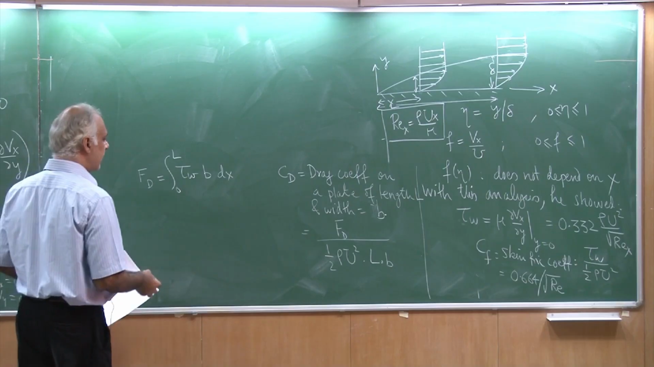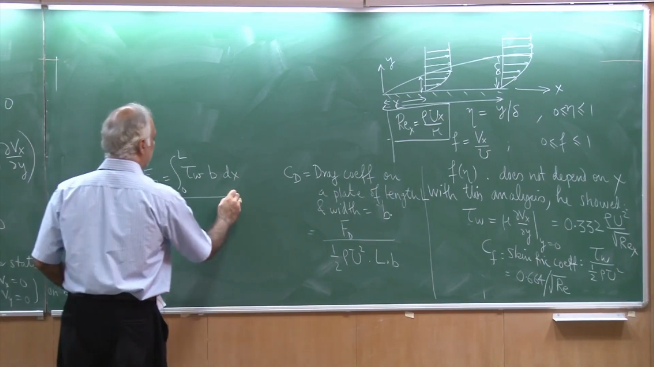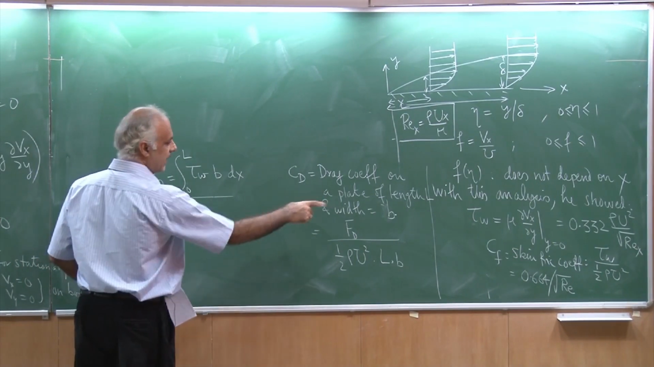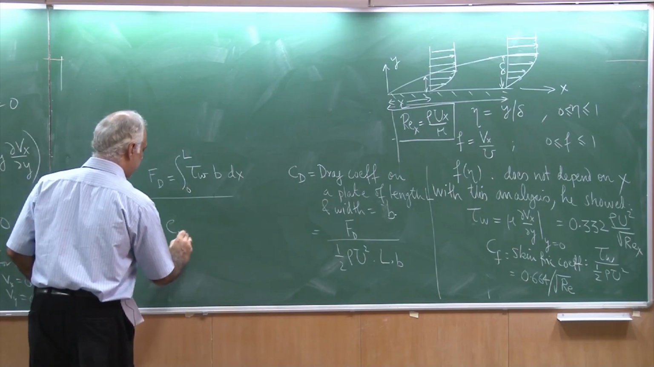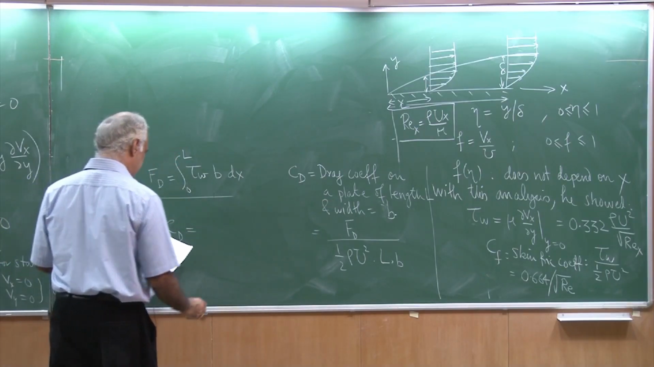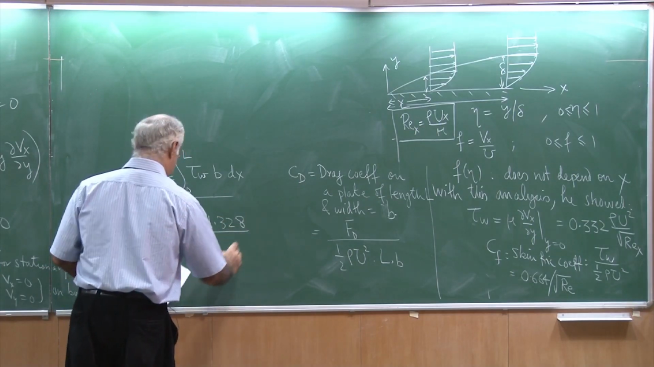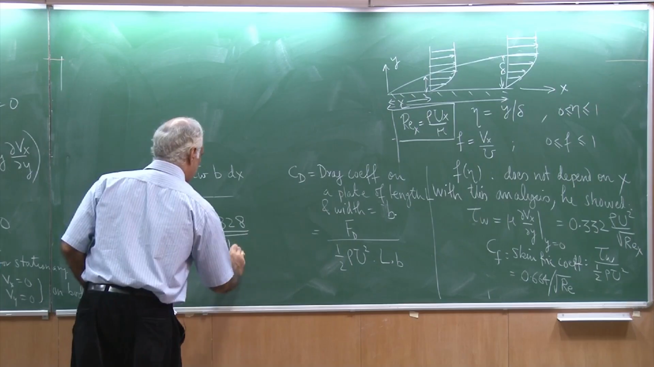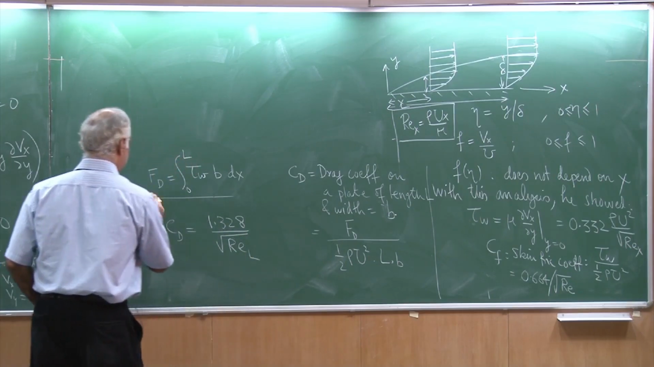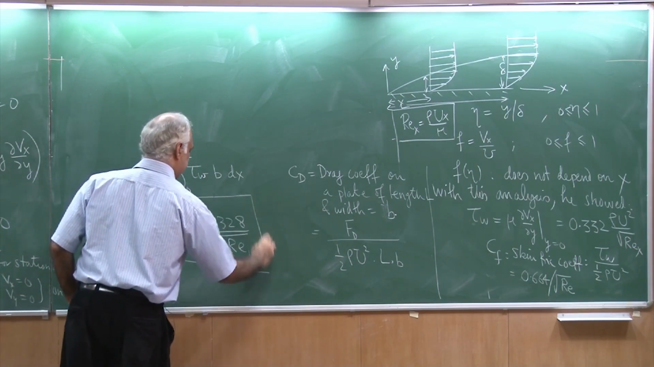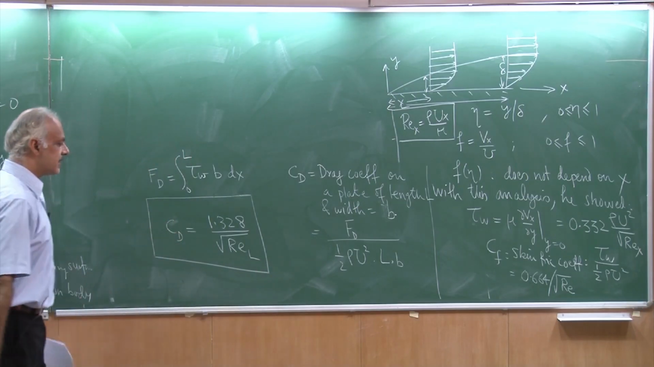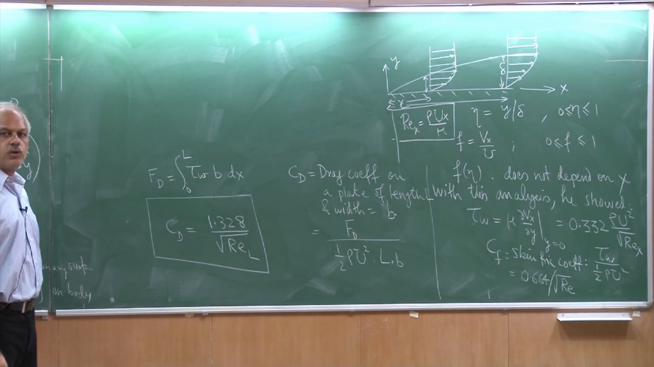And I can work this out. So you can put in the expression for tau wall that I have written over there, and what we will find is that CD will be given as 1.328 by square root of REL. So that's the skin friction resistance to a plate.